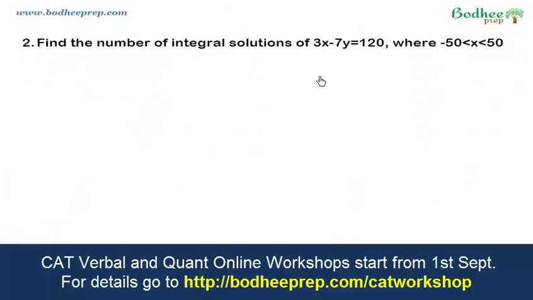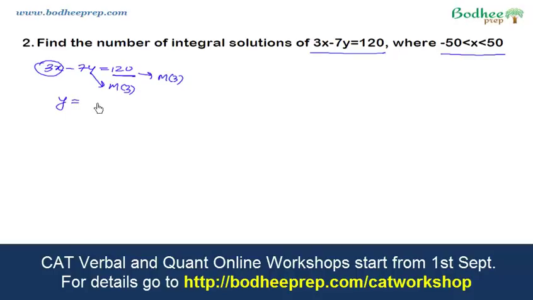Now in this question we have to find the number of integral solutions such that this equation is satisfied, as well as x should range between minus 50 and 50, right? Again we can observe that 3x minus 7y is equal to 120. This number 120 is a multiple of 3, and in the LHS the first term is always a multiple of 3. Hence we can say that the second term should also be a multiple of 3. So here, since 7 is not a multiple of 3, y needs to be a multiple of 3. So let me assume that y is 3 times k, right? So any value of k will give me the corresponding value of y as well.